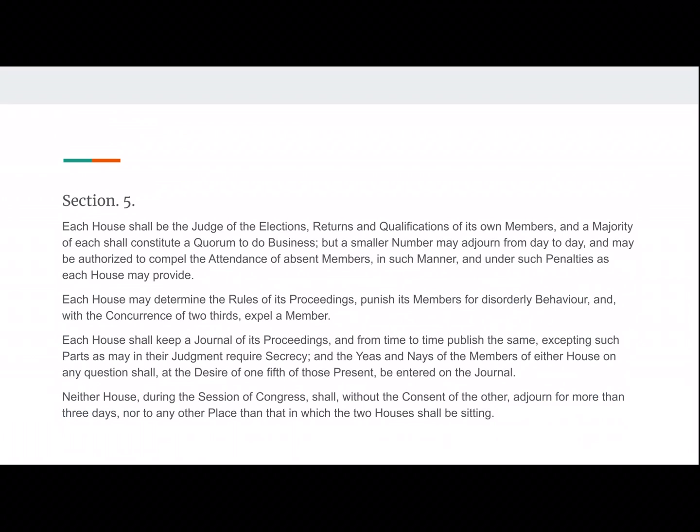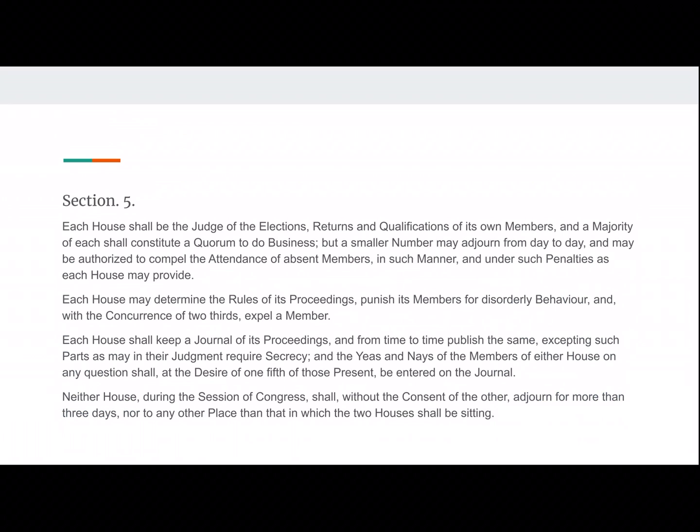Each house shall keep a journal of its proceedings and from time to time publish the same, excepting such parts as in their judgment require secrecy, and the yeas and the nays of the member of either house on any question shall, at the desire of 1/5 of those present, be entered on the journal. Neither house during the session of Congress shall, without the consent of the other, adjourn for more than 3 days, nor to any other place than that in which the two houses shall be sitting.